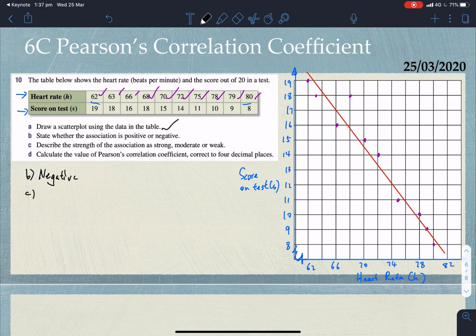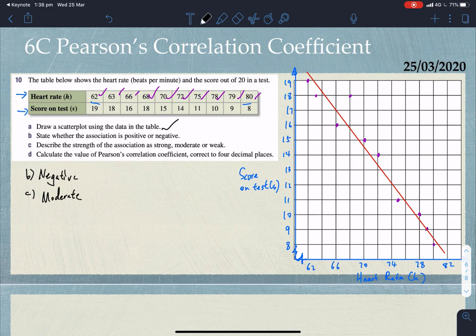Part C is the strength of the association. Is it strong? It's close to strong. I think it's somewhere between strong and moderate. You know what, it's more like a moderate. It's borderline between strong and moderate, but I'd rather put a moderate.